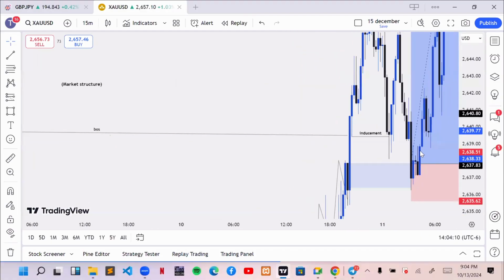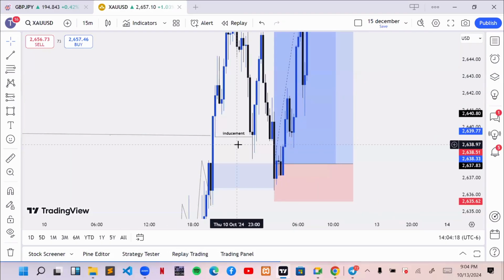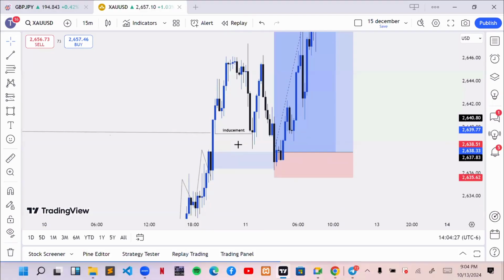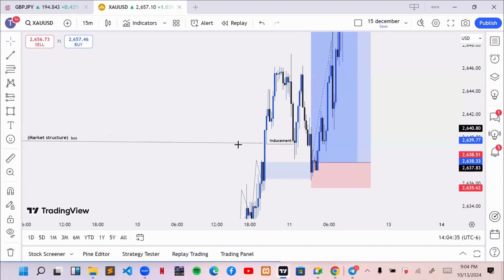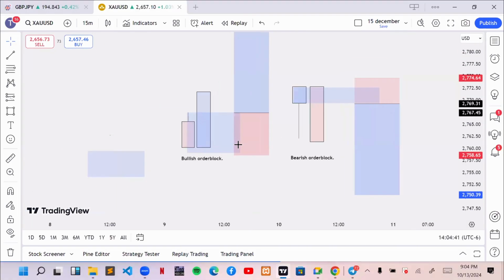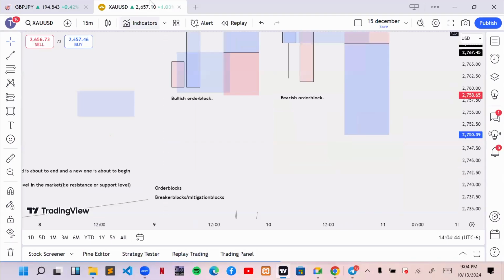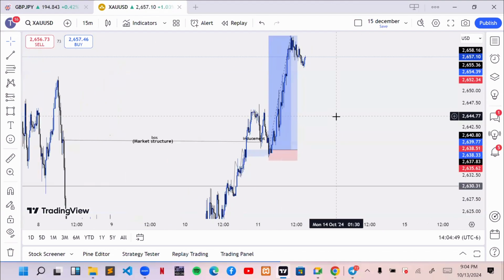So I've gotten my market structure. This inducement is my liquidity. Then I will now look for a point of interest. In this case, I'll be looking for my order block. Since I'm looking out for buys, the order block I'm looking for is the bullish order block. And how does a bullish order block look? You see a bearish candle, then a bullish candle engulfs it, just like this. So which candle here looks like an order block?